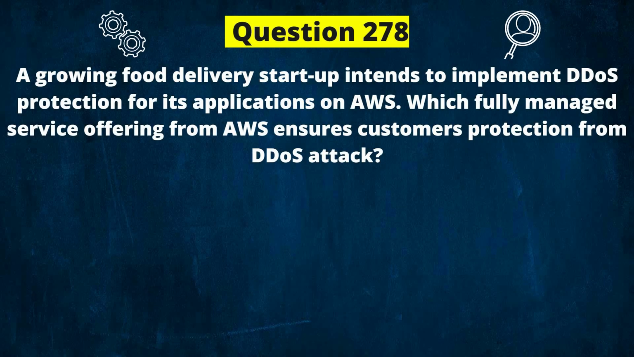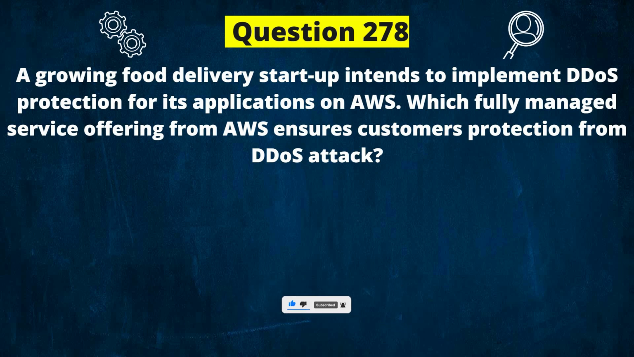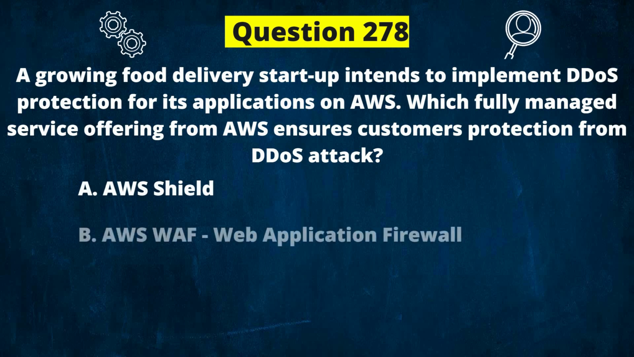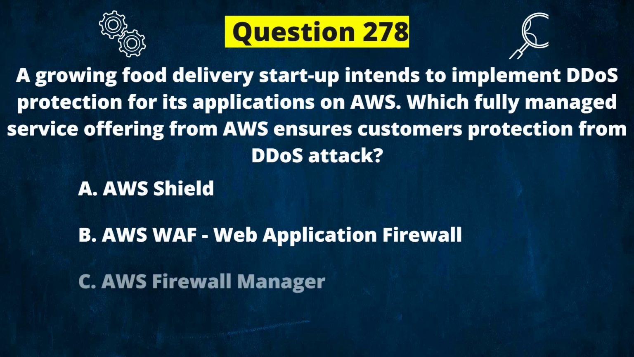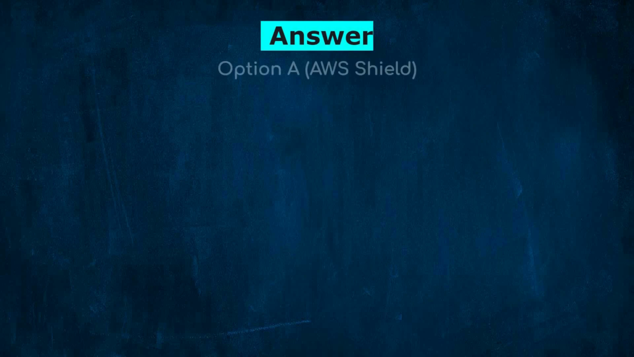Next question. A growing food delivery startup intends to implement DDoS protection for its applications on AWS. Which fully managed service offering from AWS ensures customers' protection from DDoS attack? And the options are A, AWS Shield. B, AWS WAF, Web Application Firewall. C, AWS Firewall Manager. D, Amazon GuardDuty. And the correct answer is option A, AWS Shield.